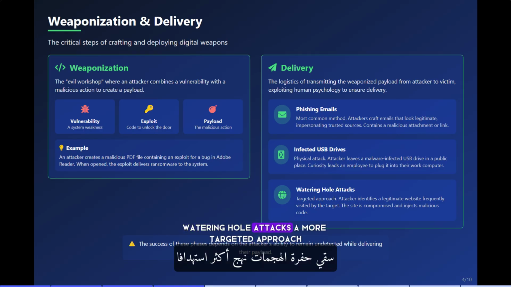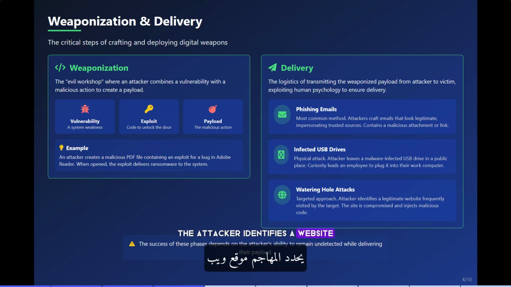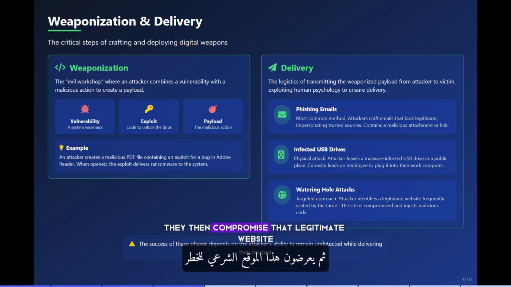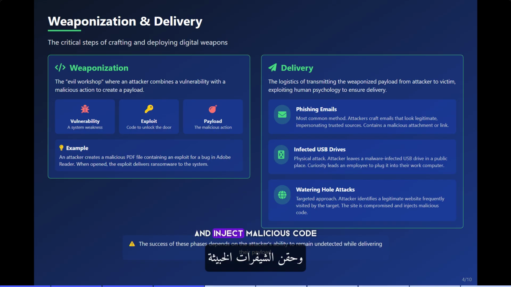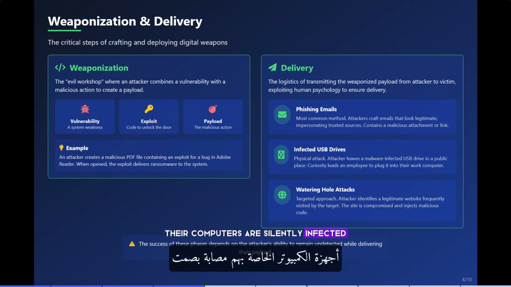Watering hole attacks. A more targeted approach. The attacker identifies a website that a specific group of people visits frequently. They then compromise that legitimate website and inject malicious code. When the victims visit the site they trust, their computers are silently infected.